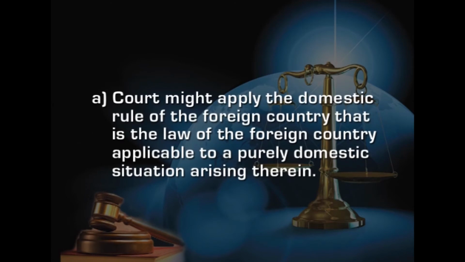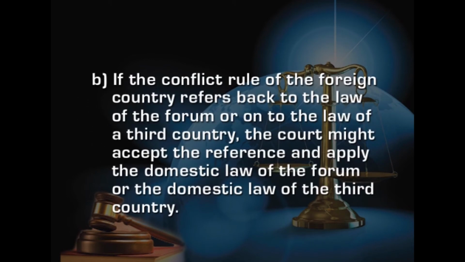Now, the options before a forum court. Therefore, there are a few options before the forum court in a dispute with a foreign element. After it has perceived that it has jurisdiction and also classified the factual situation of the dispute to its proper legal category, it could do either of these. A. The court might apply the domestic rule of the foreign country, that is, the law of the foreign country applicable to a purely domestic situation arising therein. B. If the conflict rule of the foreign country refers back to the law of the forum or on to the law of a third country, the court might accept the reference and apply the domestic law of the forum or the domestic law of the third country.